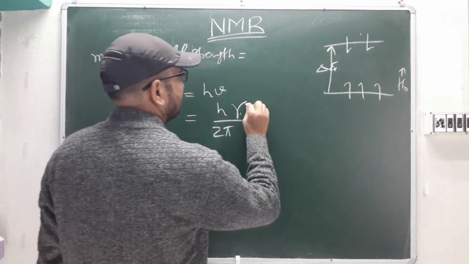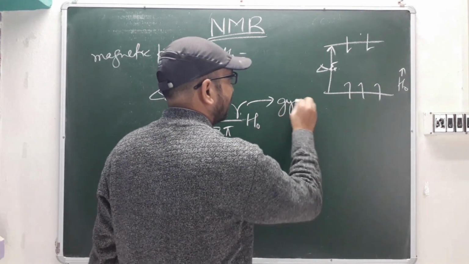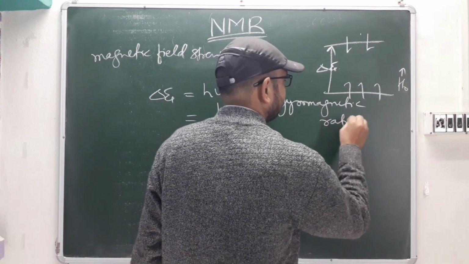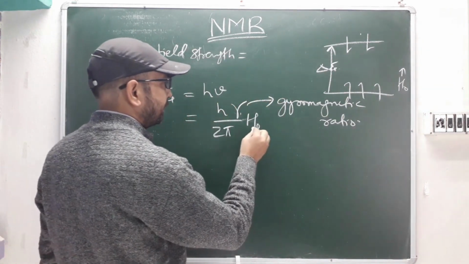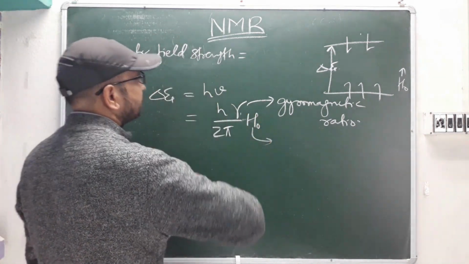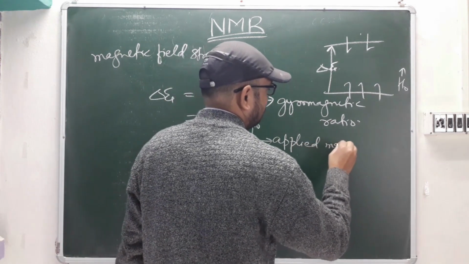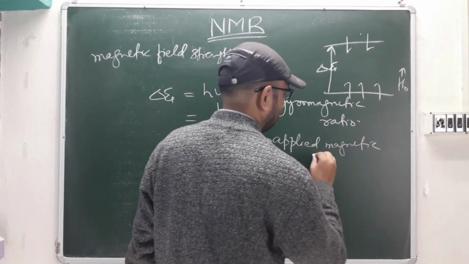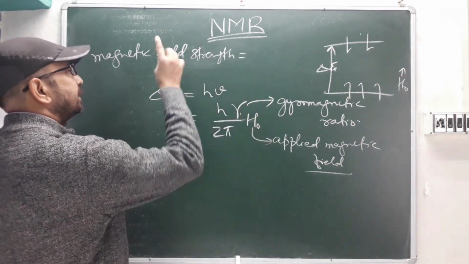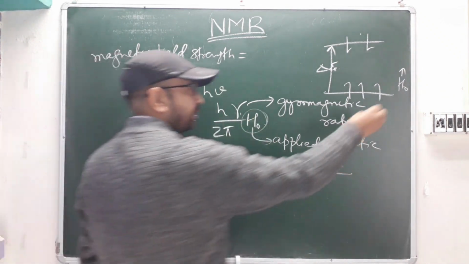In this, what is this one? This gamma symbol we call the gyromagnetic ratio, okay. And this B0 is called the applied magnetic field, or we can say the magnetic field strength. So based on this, this is only the magnetic field strength, right?